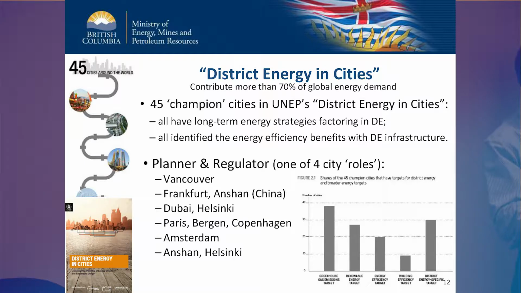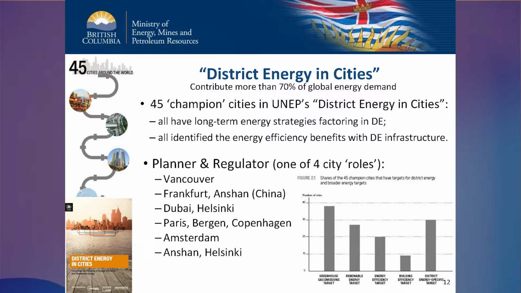to one extent or the other, have established, say, greenhouse gas emission reductions targets or district energy specific targets or combinations of these. So this is number 40, there's 45 cities overall. So you can see a number of the champion cities have a combination of different targets that they have set, and many of them are achieving.